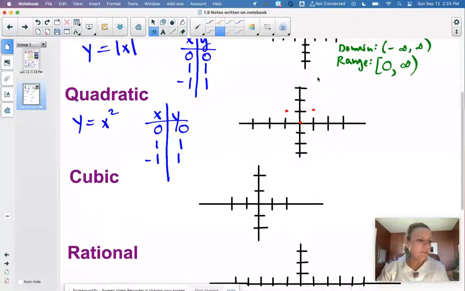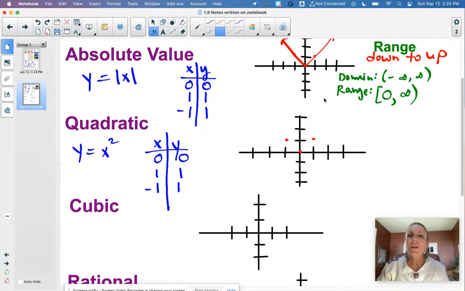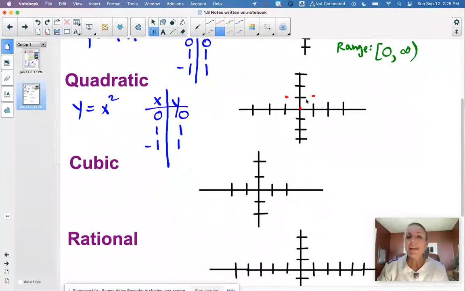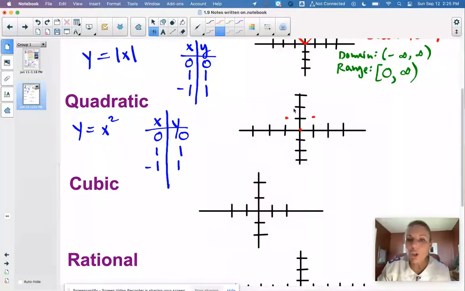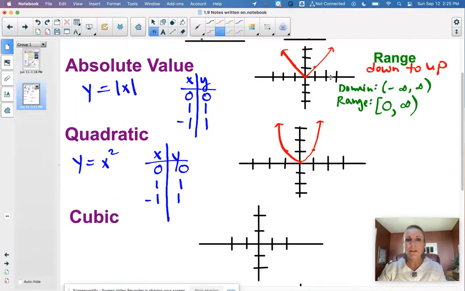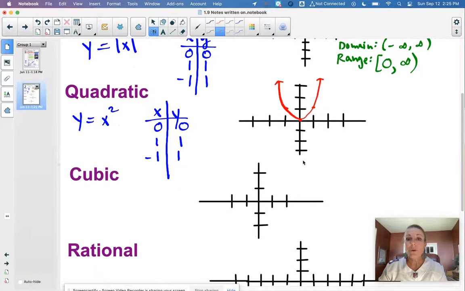Oh, well, this kind of looks a lot like absolute value. Yes, however, it's not a sharp corner at 0, 0 or a V. It is a curve. So you have to make sure when you do this that you have a curve, just like that. Make sure that's very clear. I do see the difference. That's a V, that's a curve. You will get this wrong if you mess those two up.